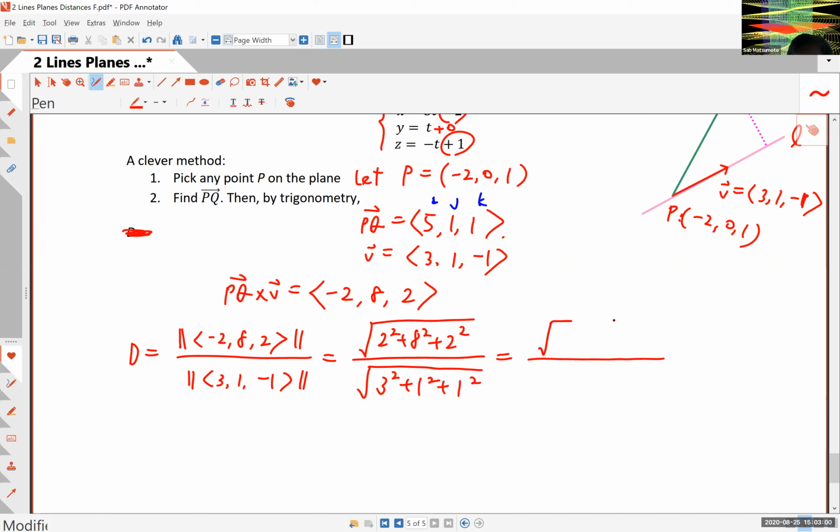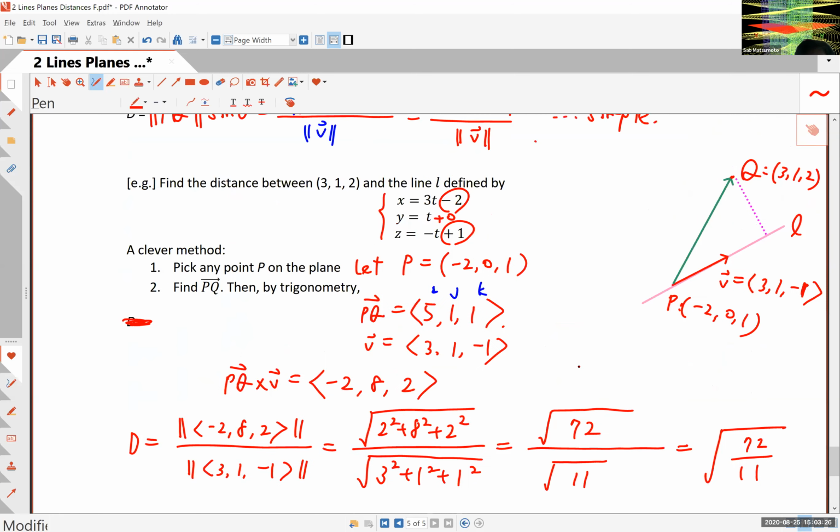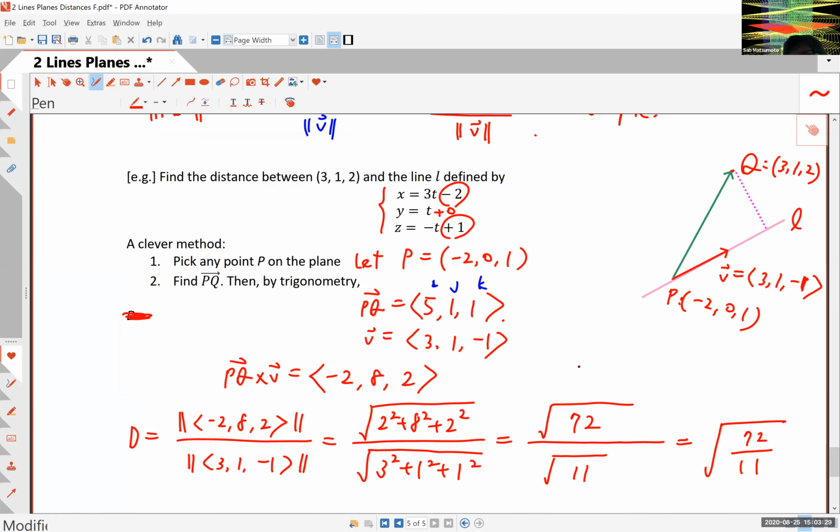All right, so the numerator will be the square root of 72. Okay, that's 4 plus 64 plus 4, and so that's the square root of 72. The denominator will be 9 plus 1 plus 1, that's 11, right? And so the answer, and of course, oftentimes you can just put one radical, the square root of 72 over 11 is the answer to this question of the distance between the point Q and the line L.